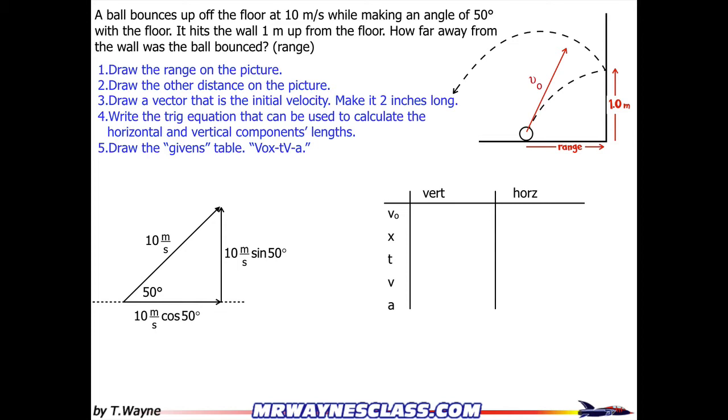We have 2 columns because every time we have an acceleration, we have a column of givens. And I have 2 accelerations in this problem. I have gravity vertically, and horizontally I have no acceleration at all. So 2 accelerations, 2 columns of givens. That's why I have it set up like this.